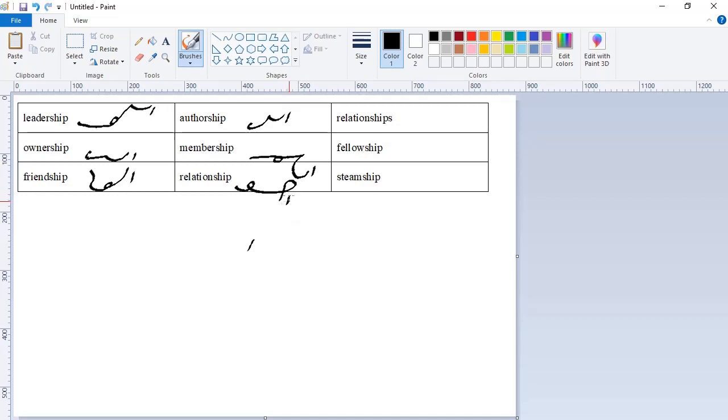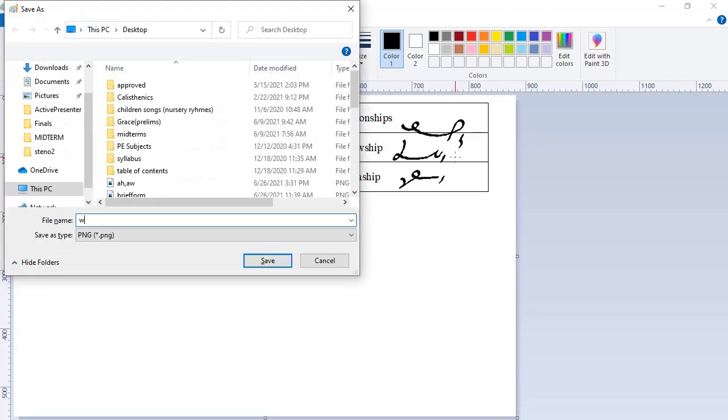Parang S naman yun. Ship. Next, relationships. We have relation and then ships. Okay? Ships. Next, we have fellowship. So we have fellow, bakit ang pangit? FELO and then ship. Masyadong mahaba. Ship. Next, we have steamship. So we have STEM and then yung inyong ship. Okay? So yan yung ating mga words that has the sound ship.